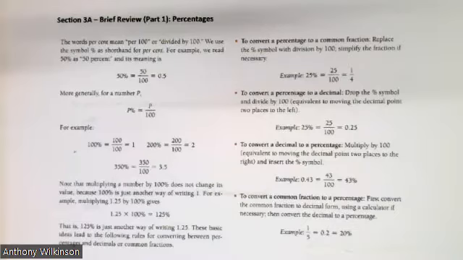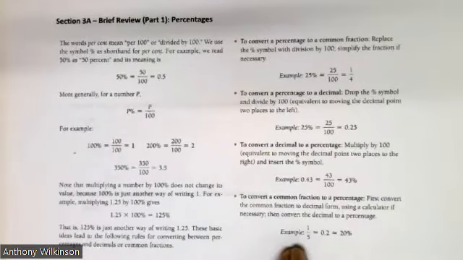And then to convert a common fraction to a percent, you first convert the common fraction to decimal form, using a calculator if necessary, and then convert that decimal to a percent, like 1/5. If we do 1 divided by 5, you'll get 0.2. To convert 0.2 to a percent, we can multiply by 100 or move the decimal point 2 places to the right to get 20%.